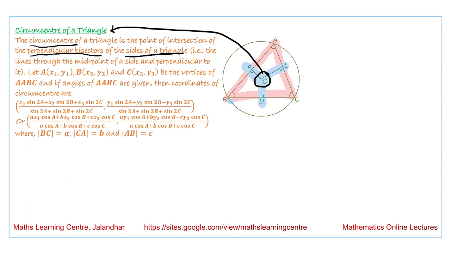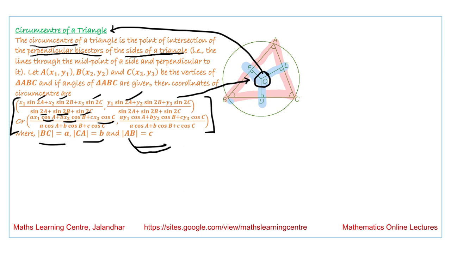And the formula for the coordinates of this circumcenter, you can remember as it is, and you can use this formula in your problems. It is given by x1 sin 2A plus x2 sin 2B plus x3 sin 2C divided by sin 2A plus sin 2B plus sin 2C. Similarly, this is the y coordinate that we have, and the corresponding formula, if we use the angles in terms of cos, is given over here. Small a, small b and small c are the lengths of the sides. The length of the side AB is small c. So this formula you can remember.